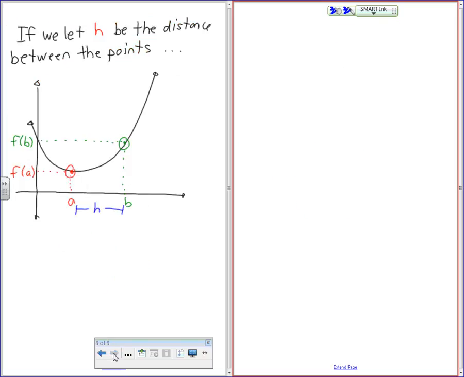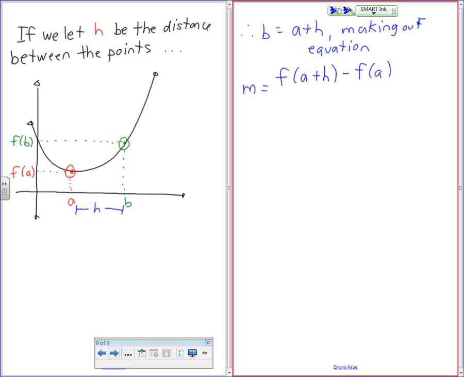And therefore, b equals a plus h, making our equation m equals f of a plus h minus f of a, all over a plus h minus a.